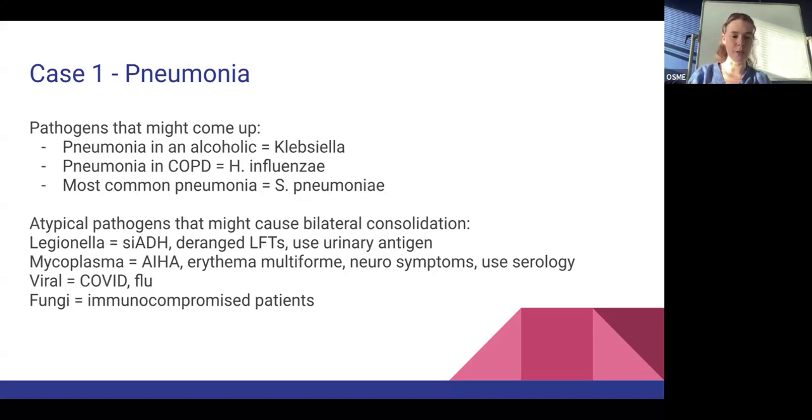Mycoplasma, you'll get autoimmune hemolytic anemia, erythema multiforme, neuro symptoms, and you can use blood serology to test for that. Viral pneumonia is a bit more likely to be bilateral, so COVID, flu, and then fungi in immunocompromised patients, such as HIV patients.